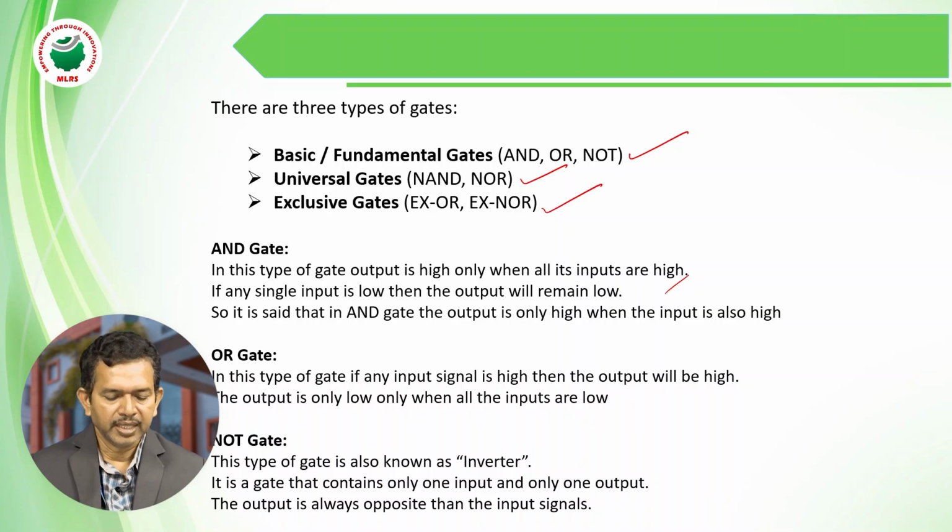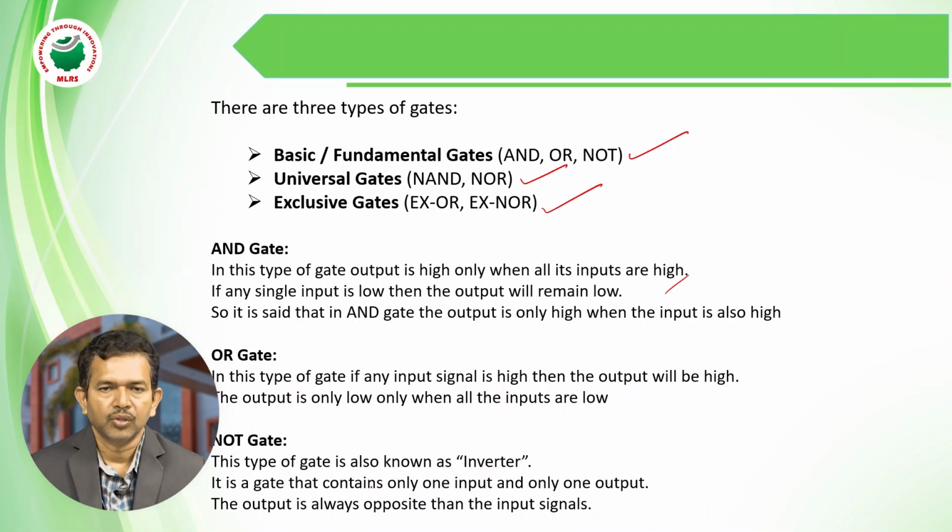Next, if we go to the OR gate, in this type of gate, if any input signal is high, then the output will be high. Suppose I give 1 0 or 0 1, whenever I get the input as 1 in either of them, for the three combinations 1 0, 0 1 and 1 1, I am going to get high. High means I am going to get 1. Other than that, the other combination will be low or 0. That is particularly for the OR gate.